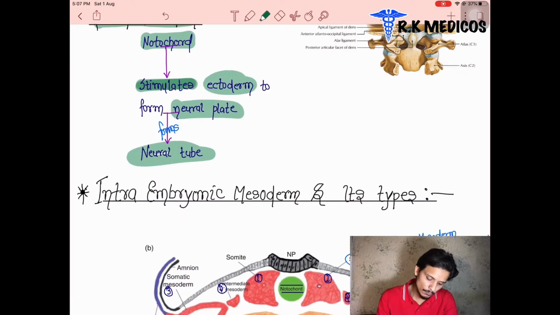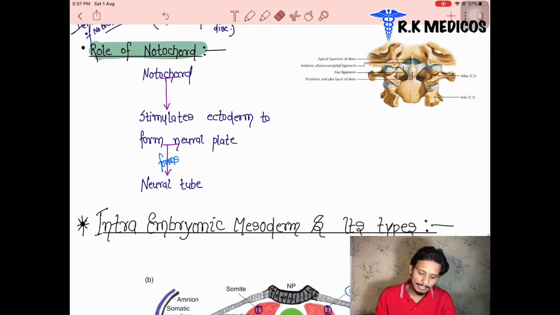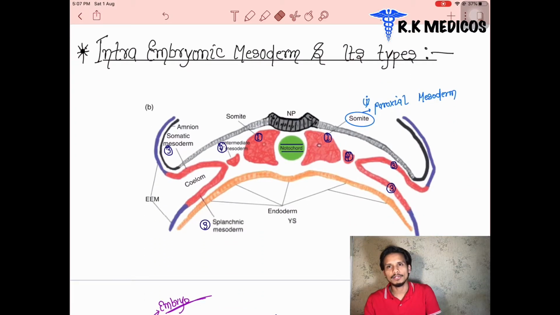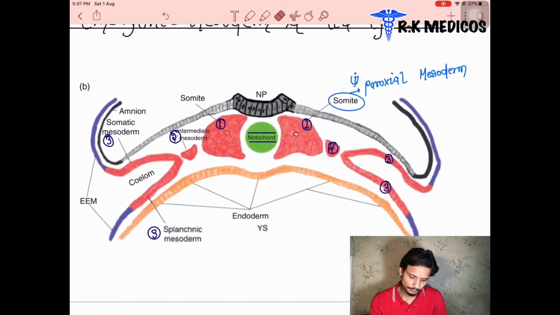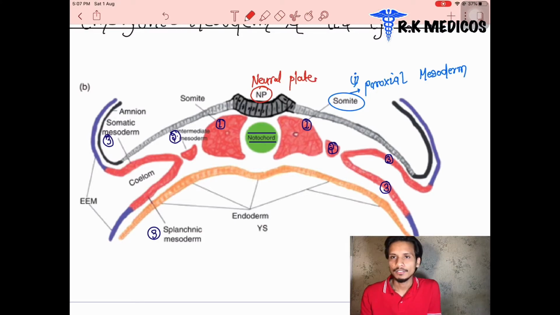Now we are going to move towards the mesoderm layer. How is the mesoderm layer going to form, and what are its different types? We already discussed the ectoderm and endoderm. Now we are going to the mesoderm types. Take a look at this picture, and you can imagine it by yourself. Here is the neural plate. NP is neural plate, and just now you saw the neural plate is formed by the stimulation of the notochord.